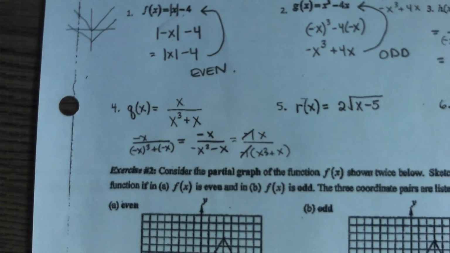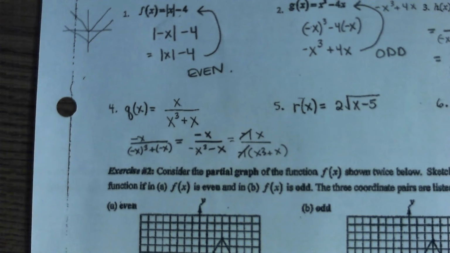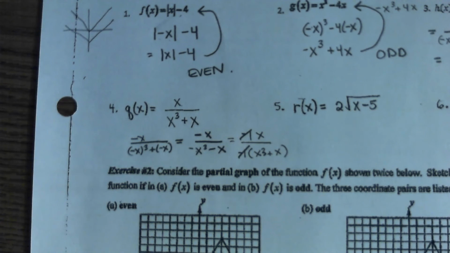We just did this with the 2/3. If you negate the numerator and the denominator, you're looking at the same thing, right? 2/3 versus negative 2 over negative 3 is the same thing. And so this was even.